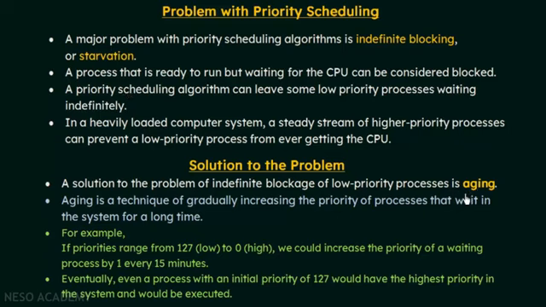That is, by the process of aging, we increase the priority of the processes as they wait in the ready queue. That is the solution to the problem that we have in priority scheduling. I hope you're clear with that. That is how priority scheduling works, that was the problem we had, and this is how we solved the problem. In the coming lectures, we'll be discussing some problems on priority scheduling.